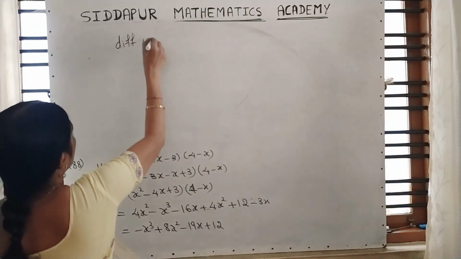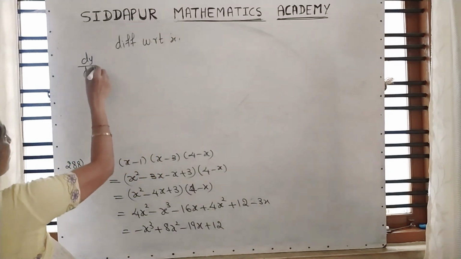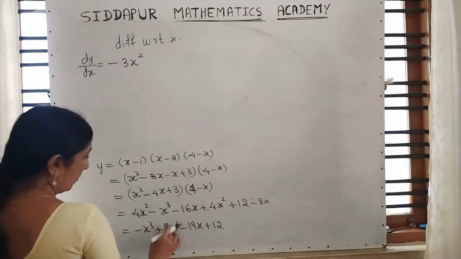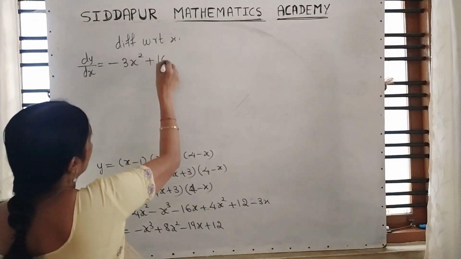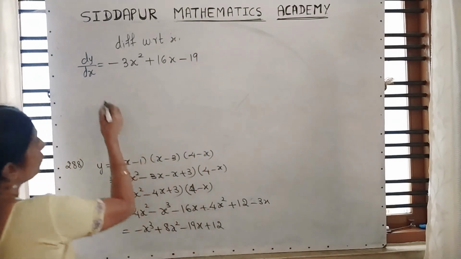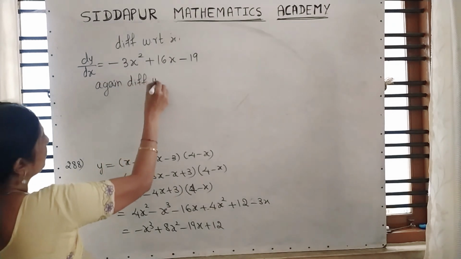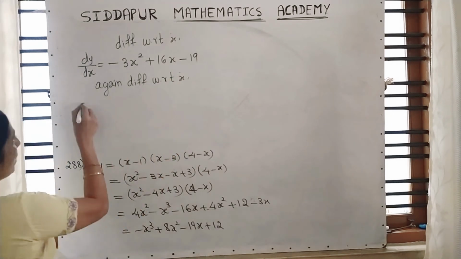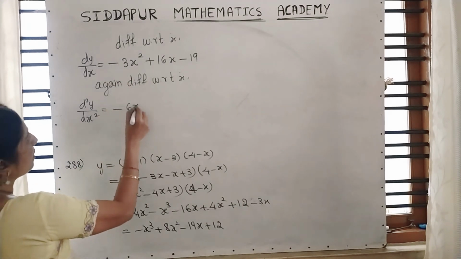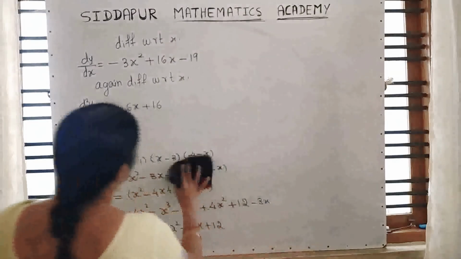Differentiate with respect to x. Dy upon dx is equal to minus x cube is minus 3x square plus 8x square is plus 16x minus 19x is minus 19, and differentiation of 12 is 0. Again differentiating with respect to x. d square y upon dx square. This is minus 6x plus 16. Differentiation of x is 1 and differentiation of 19 is 0.